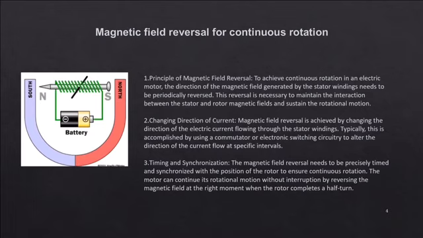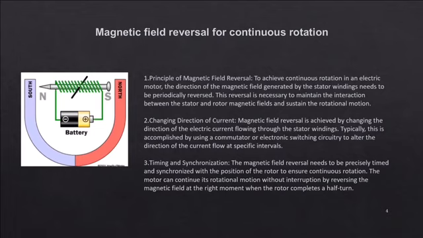And then the changing direction of the current. The reversal of the magnetic field is accomplished by changing the direction of the electric current flowing through the stator windings. This is typically achieved using a commutator or electronic switching circuitry, which alters the current flow direction at specific intervals.